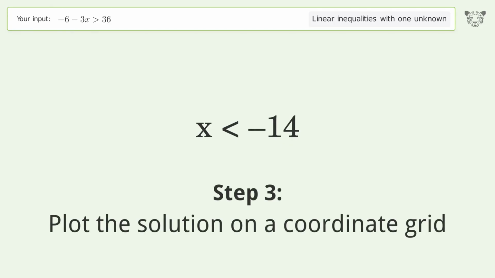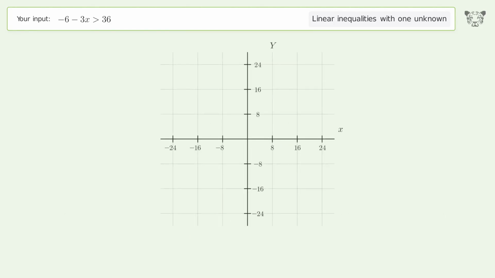Plot the solution on a coordinate grid. And so the final result is x smaller than -14.